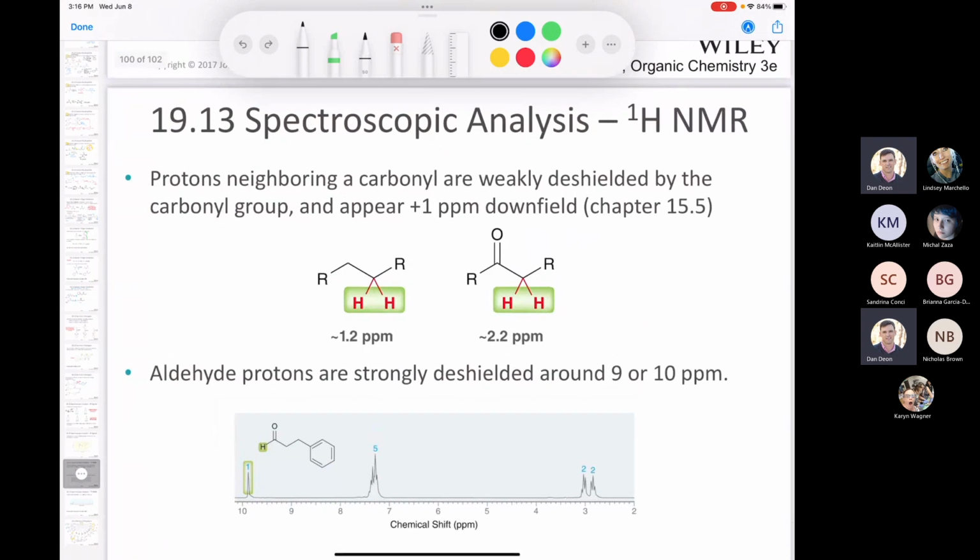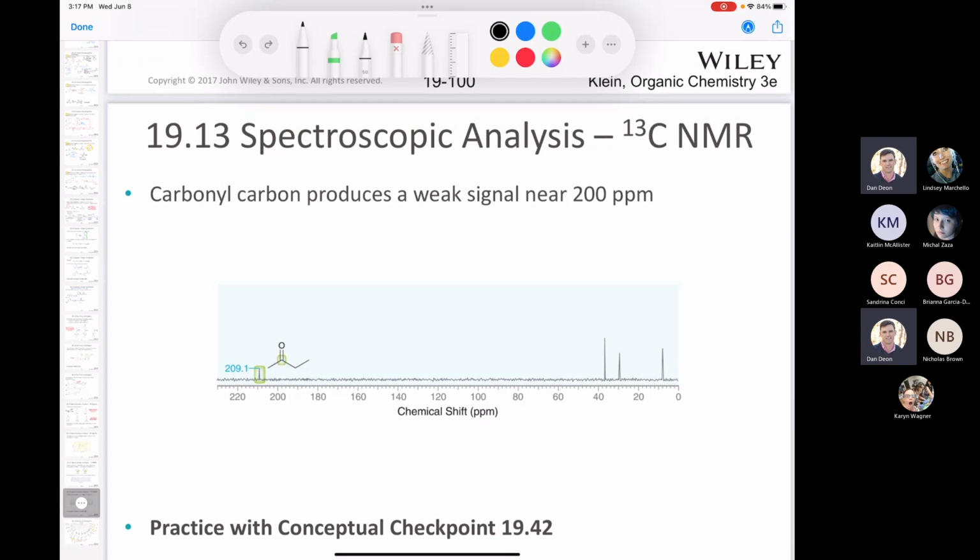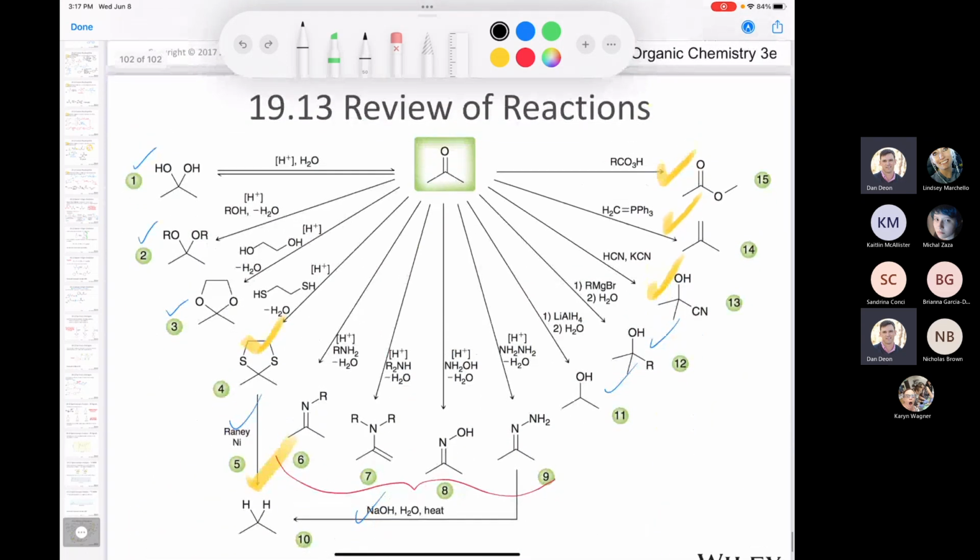What else? We know that protons that are neighboring a carbonyl are going to be deshielded by that carbonyl. And if you have protons that are alpha to a ketone, for example, they're deshielded by about 1, or they cause a shift of 1 part per million. Roughly, aldehydic protons are the only ones that we see that come up around 9 or 10. They're usually not split. We sometimes see exceptions to that, but not a whole lot. Carbonyls always show up around 200 parts per million. And that's everything for spectroscopy. And these are all the reactions in the book that we need to know for this chapter.